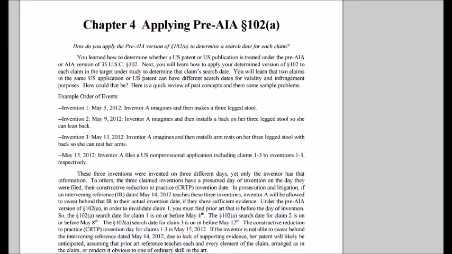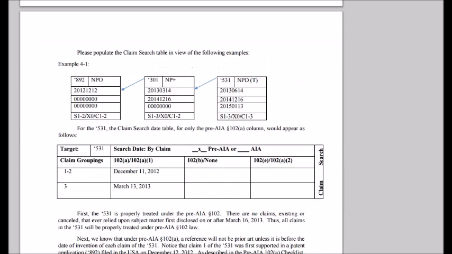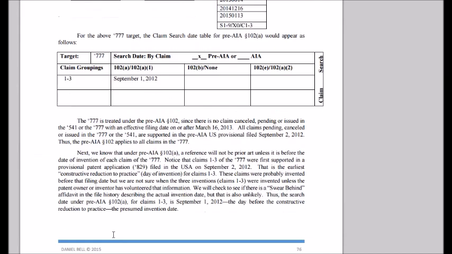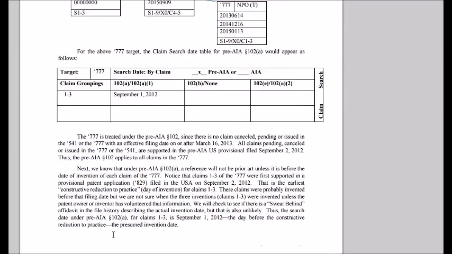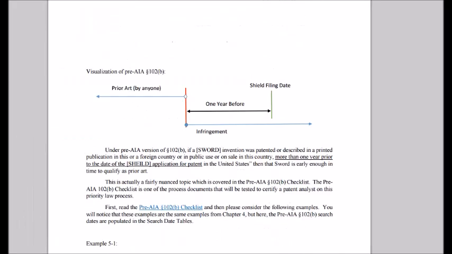Then that knowledge is used to populate tables which are used in the process. Here we have data about a 892, the 301, and the 531, and you have to populate the search dates and determine whether it's pre-AIA or AIA. Very practical materials, and there's just a number of them. First examples that are gone over in the book, and then after the example there's an assignment.